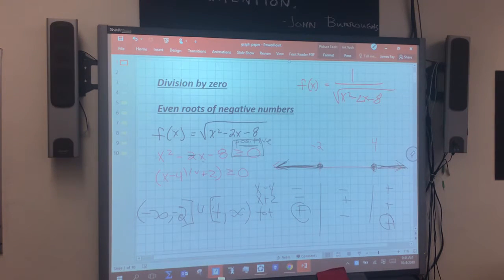If it's a 4th root, 6th root, 8th root, guys, you still do the same algebra. There's nothing different to do if it's a 4th root compared to a square root, or a 6th root compared to a square root, okay? You still take the radicand, make it greater than or equal to 0, or if it's in the denominator, you make it just greater than 0.